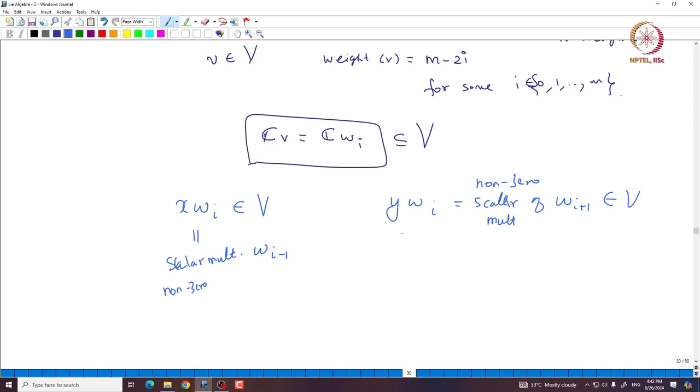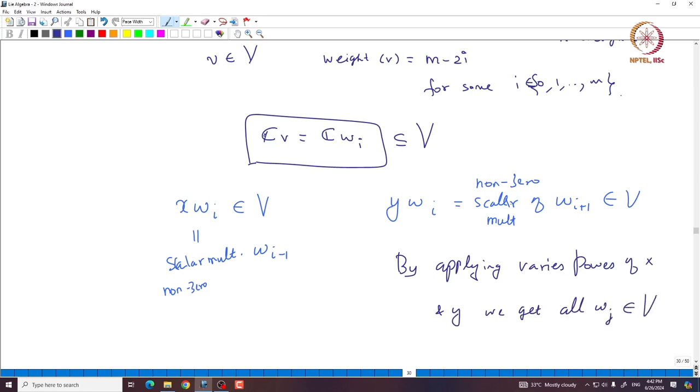By repeating this, by applying various powers of x and y, we get all wj inside capital V. That shows that SM is a subset of V, which shows that SM equals V.